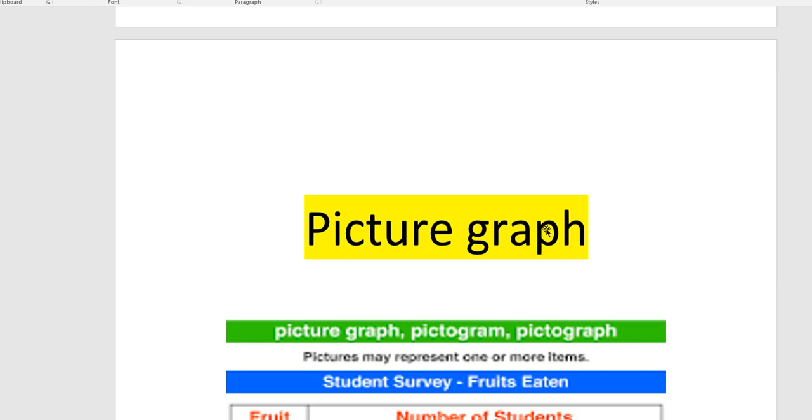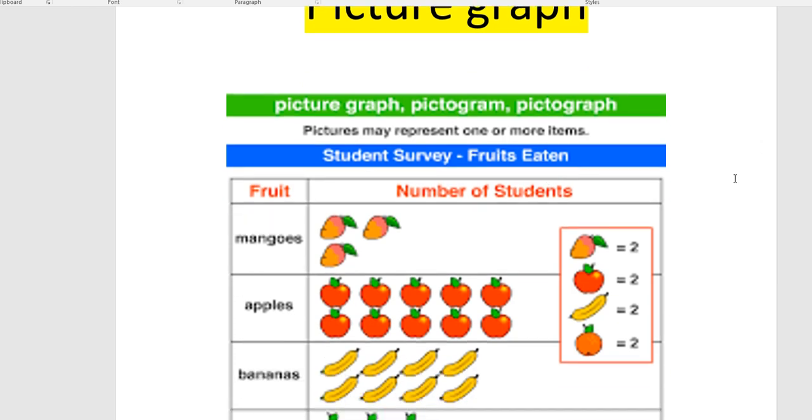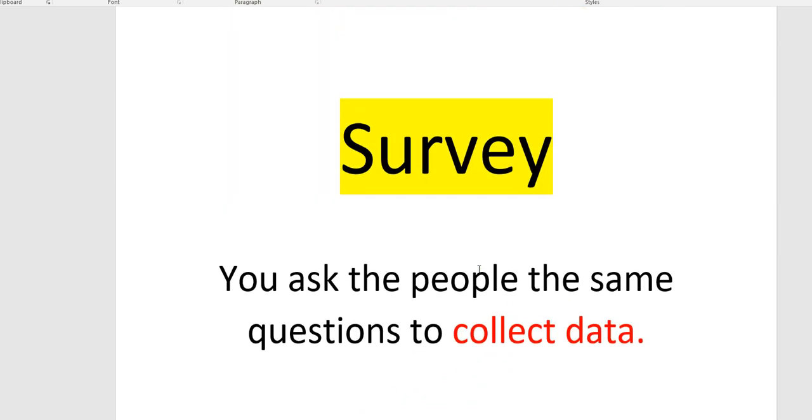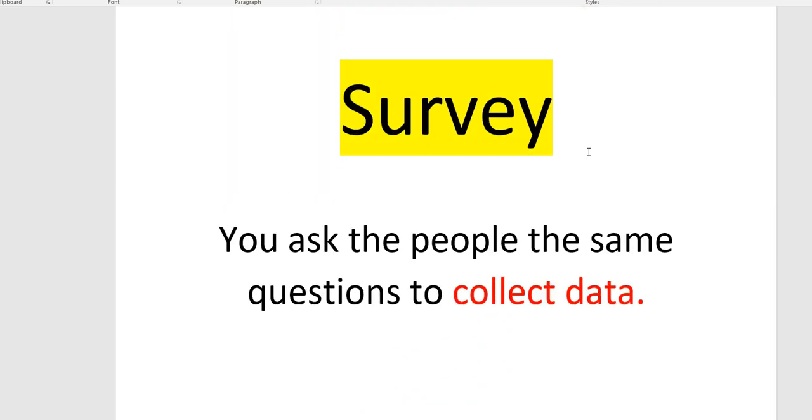Okay? The second word is picture graph. As we took before, in the picture graph, what do we use to record the data? We use pictures. Okay, so this is a picture graph. The last word is survey. Why do we need to do a survey? To collect data or collect information. Okay, how do we do the survey? We ask people the same questions. We have a group of people, we ask them the same question to collect the data. So this is the meaning of the word survey.